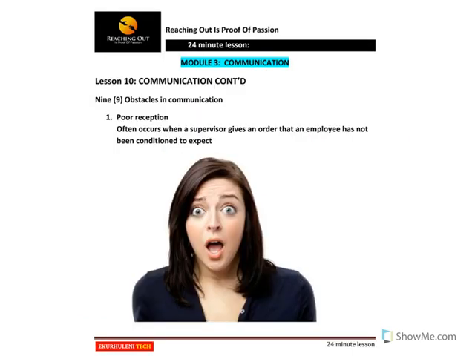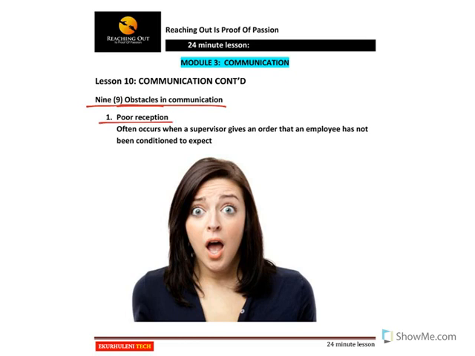Now, moving on to the next part, let us look at the obstacles in communication. What is an obstacle? An obstacle can be said to be a barrier that you can face when you're trying to communicate. So there are 9 obstacles that you need to understand that you can face when trying to communicate. What is the first obstacle that we're going to look at? The first obstacle that we're going to look at is called poor reception.